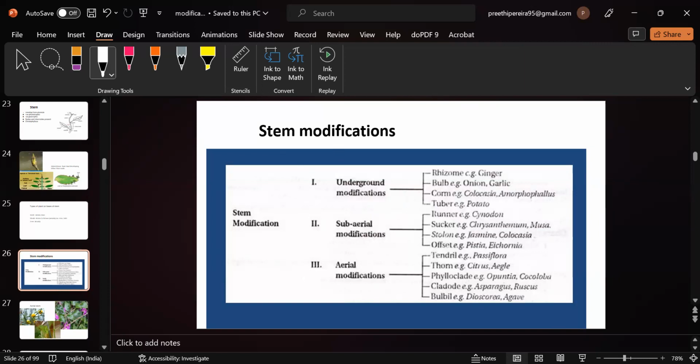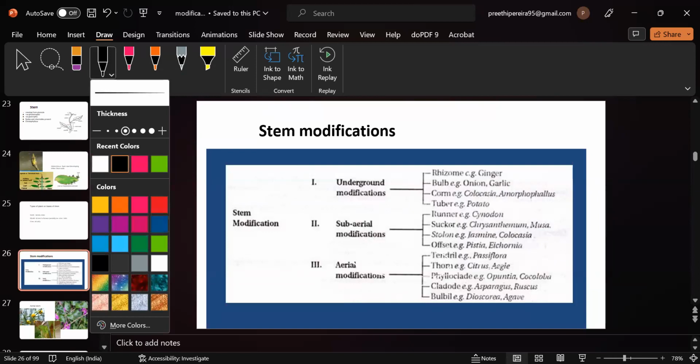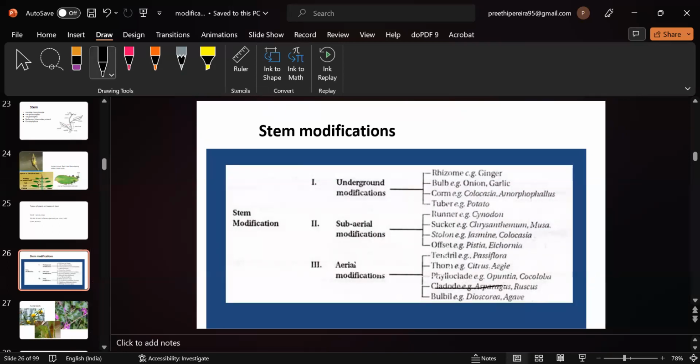अंडरग्राउंड मॉडिफिकेशन के लिए एग्जांपल है राइजोम, बल्ब, कॉर्म, ट्यूबर. ये क्या है हम देखेंगे. सो दीज आर द टाइप्स, उसमें उसका एग्जांपल्स दिया हुआ है. सब एरियल मॉडिफिकेशन, you are going to have examples like runner, sucker, stolon and offset. These are the subaerial modifications. Aerial modification, you have tendril, thorn, phylloclade. क्लैडोड नहीं चाहिए, ये नहीं है. These two are not. Rest everything is there.